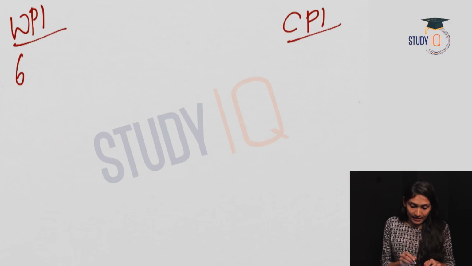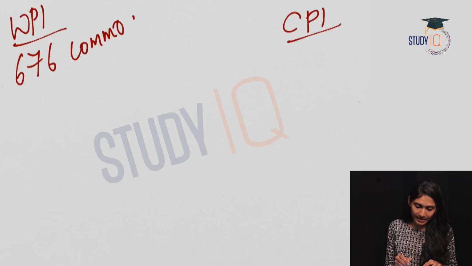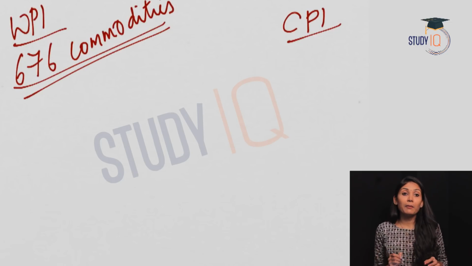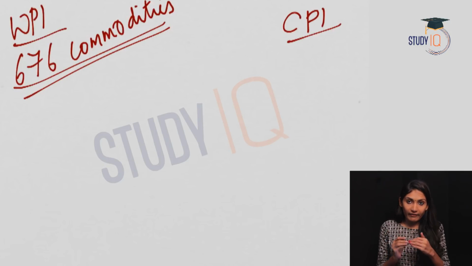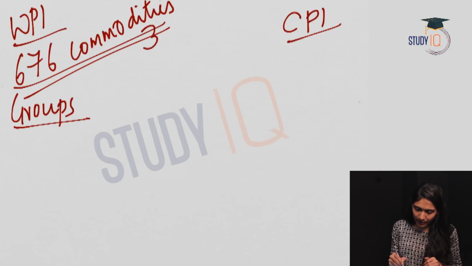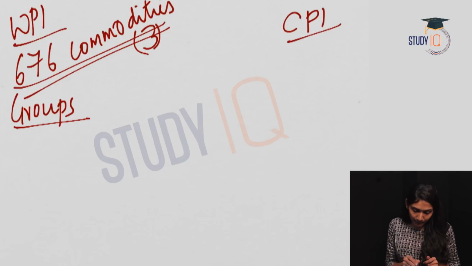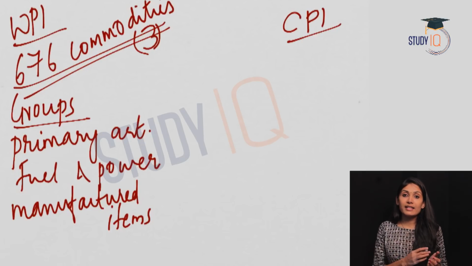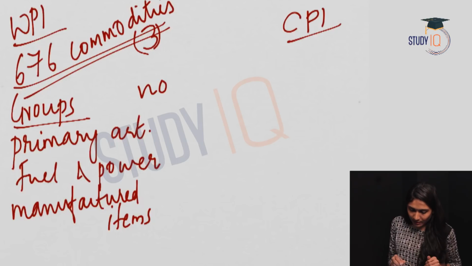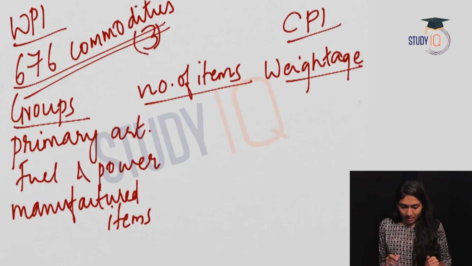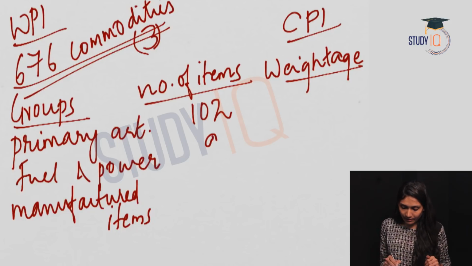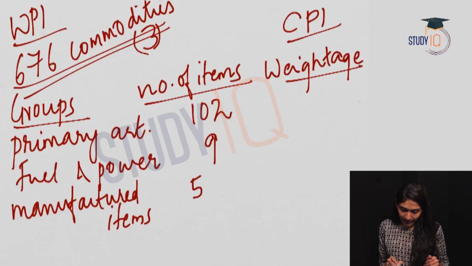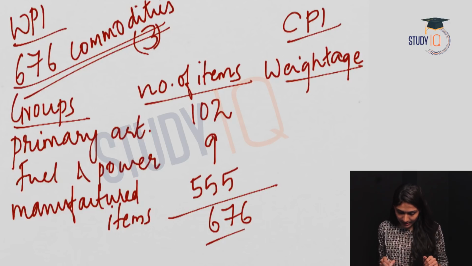WPI has 676 commodities in their basket. 676 commodities. And these commodities are divided into three groups, namely primary articles, fuel and power, manufactured items. Let us see what are the weightages given to these groups. So groups, number of items and weightage. So number of items in the primary articles are 102. Fuel and power 9 commodities and 555 in the manufactured items, totaling 676 commodities.